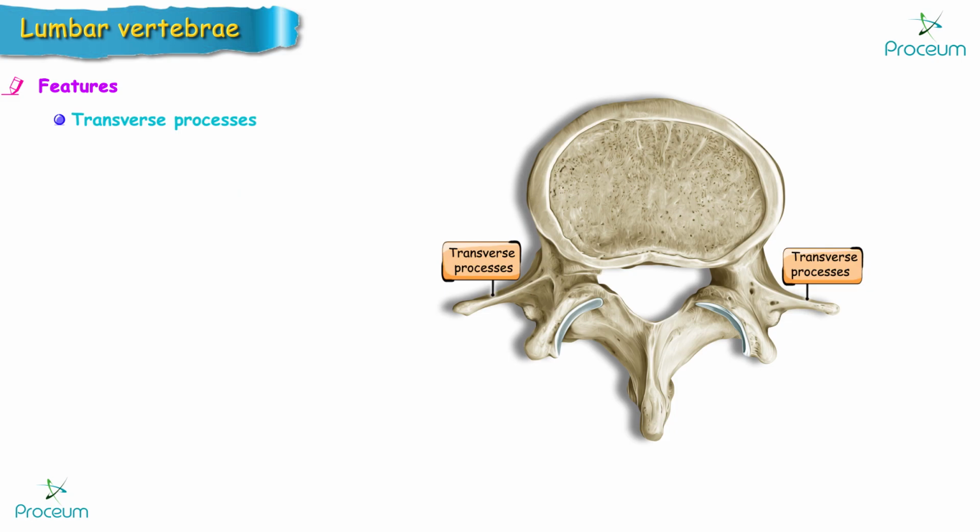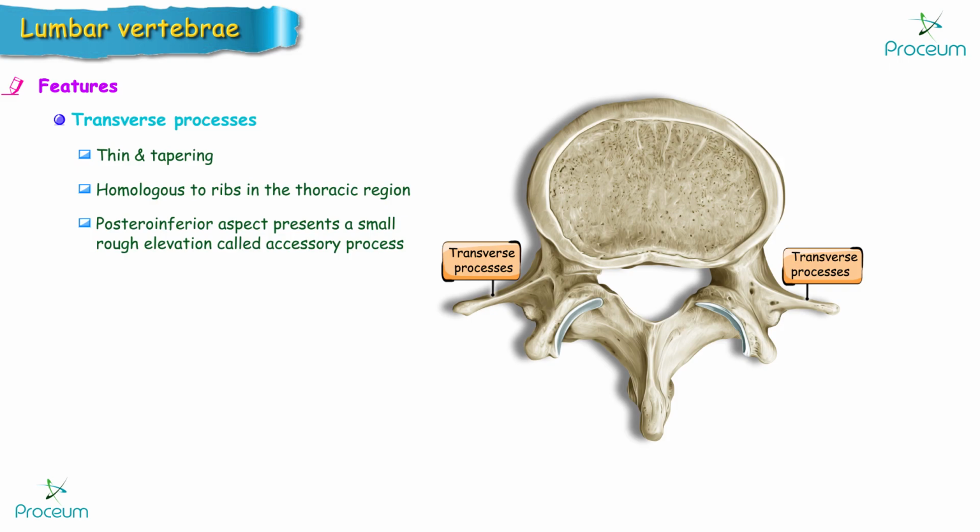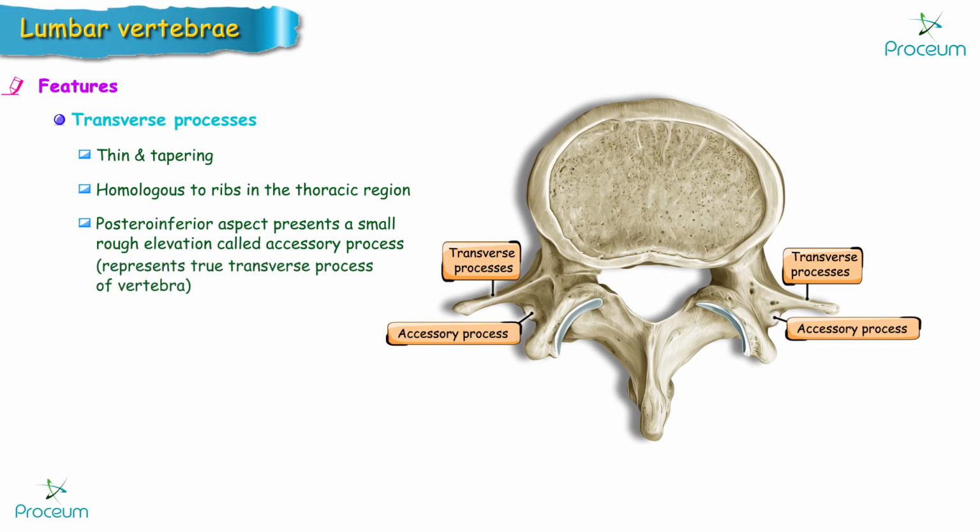The transverse processes. The transverse processes are thin and tapering and are homologous to the ribs in the thoracic region. The posterior-inferior aspect of each transverse process presents a small, rough elevation called the accessory process. This represents the true transverse process of the vertebra.